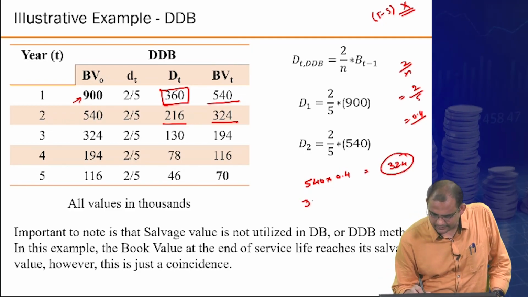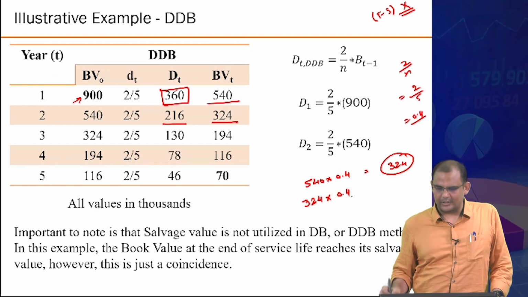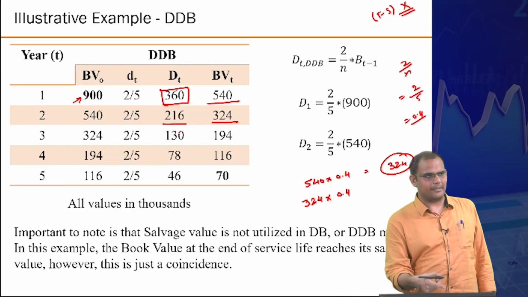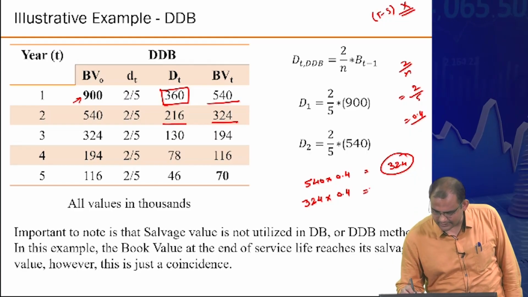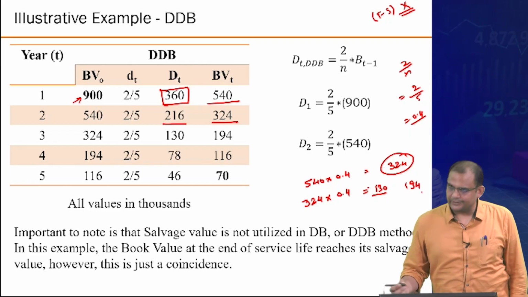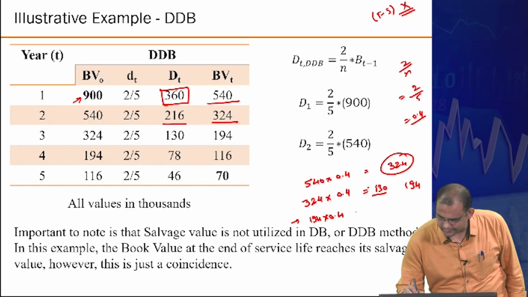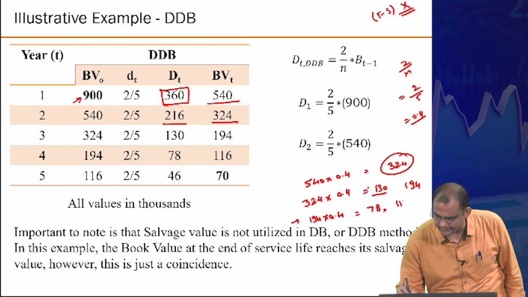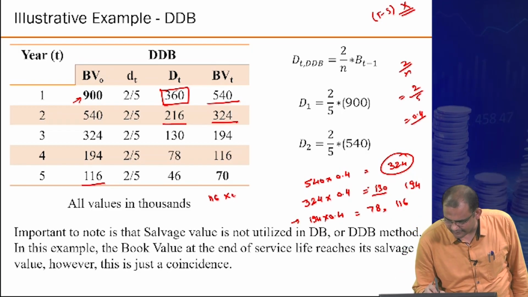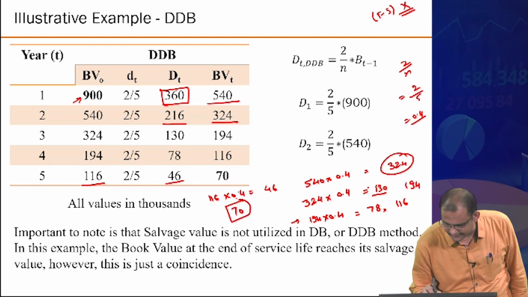Now, year 3, 324 multiplied by 0.4. Again, I am omitting the fractions to keep the calculation slightly simple. There is a decimal in each of them, so be mindful. This is coming out to be 130. So, the remaining is 194. For year 4, 194 into 0.4. This value comes out to be 78. The remaining is 116. And then finally 116 multiplied by 0.4. So, this is somewhere 46. So, you are remaining with 70.